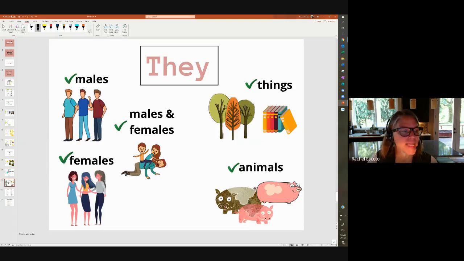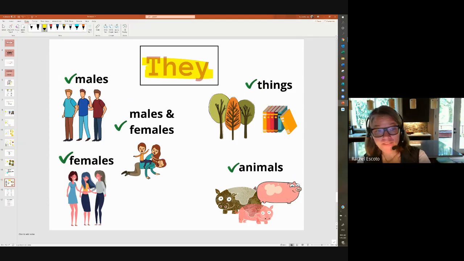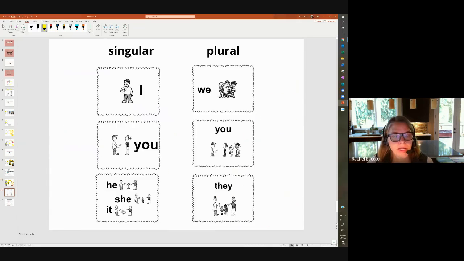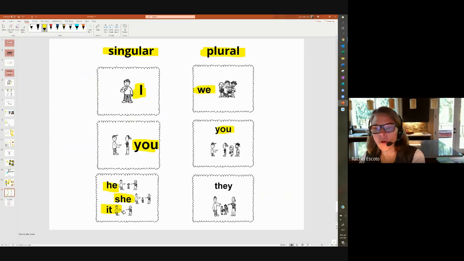Okay, and the last one is they. And they, different in some languages, we have they for males, they for females, like ellos, ellas. In English, we just have one word, they, for all of these groups. It could be a group of males, it could be a group of females, it could be a group of males and females, right? They. It could be a group of things or a group of animals, but we use the same word, they. So for singular, we have I, you, he, she, it. And for plural, we have we, you, and they.